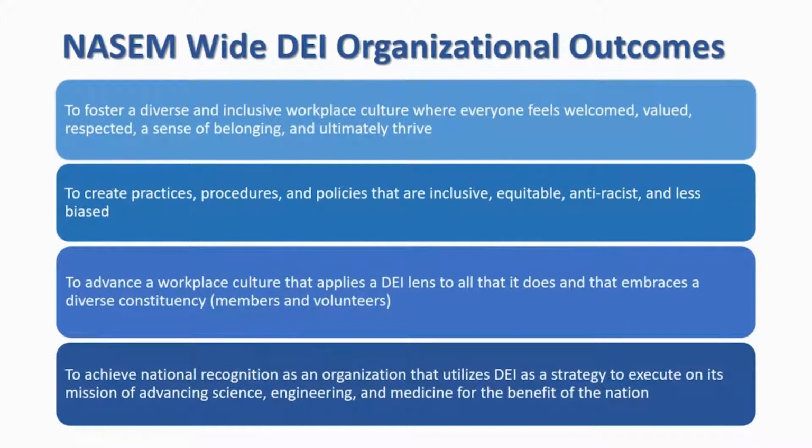But as I've been mentioning, it's also about the practices and the systems, right? And so that's the second bullet you see there, is to create practices, procedures, and policies that are inclusive, equitable, anti-racist, and as bias-free as possible, right? So we're spending time critically examining those practices, those policies, those procedures to ensure that they can be as bias-free and inclusive as possible, for example.